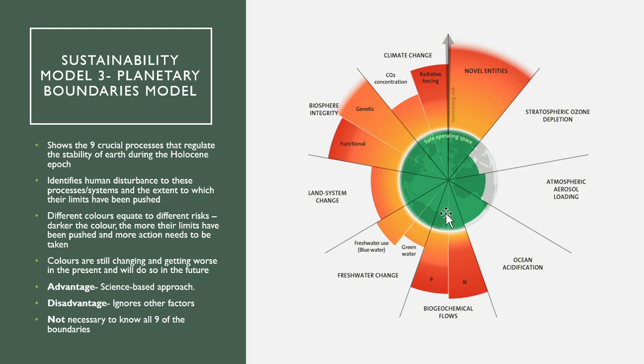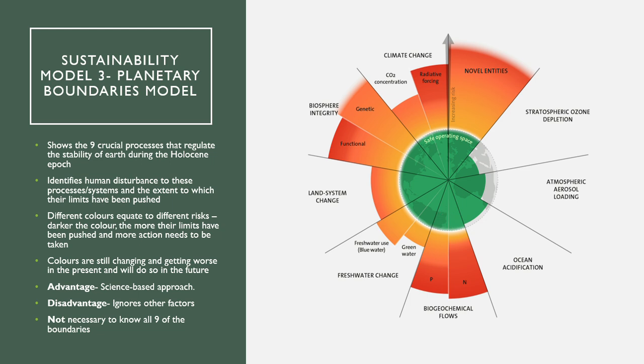For example, here you have boundaries that are in green, which means they are safe, we have not pushed them too much. Then we have orange, which means they're going to a limit, and red means there might be no going back and we need to take serious action to reverse these changes that we have done. These colors are still changing and getting worse in the present, and they will continue to do so in the future.